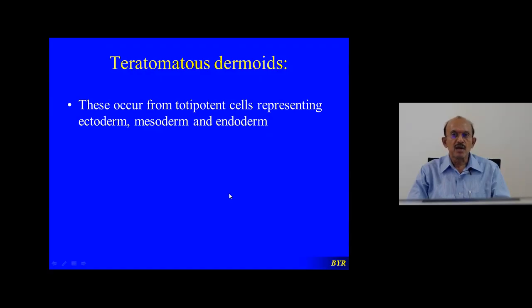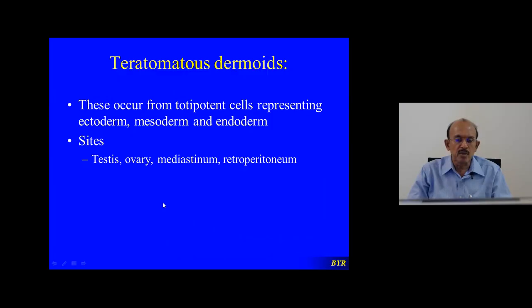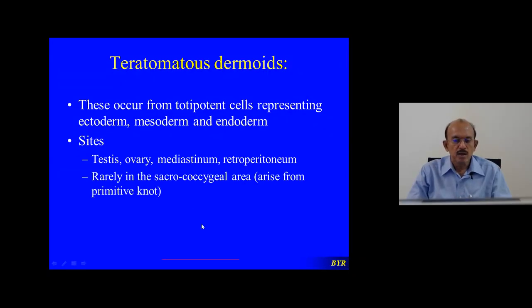So the teratomatous dermoid, because of their ectodermal elements, may have sebaceous tissue, hair follicles and hair, and sometimes even tooth may be there inside the dermoid cyst. Of course, in addition to that, there will be contents from mesoderm and from the entoderm also. The sites of teratomatous dermoid are the testis, ovary, mediastinum, and retroperitoneum. Rarely it occurs in the sacrococcygeal area of the primitive knot.